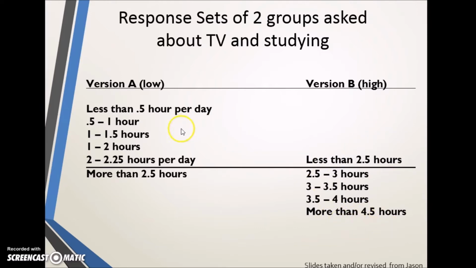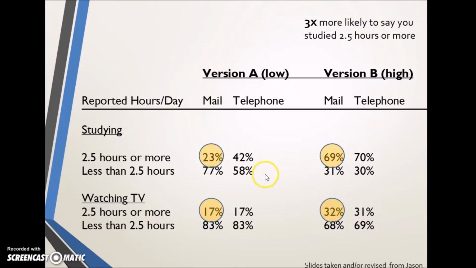So let's see what only that change did in the reports of studying and TV. Here on the left, we see the group that had the low version, where 2.5 hours and above was the max, and this version had the high scale. People who had the high scale were 3 times more likely to say they had studied 2.5 hours or more, and also twice as likely to say that they watched TV 2.5 hours or more. That just goes to show you that the response set you choose is going to affect the kind of data that you get.